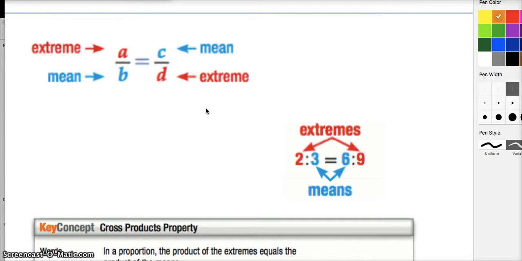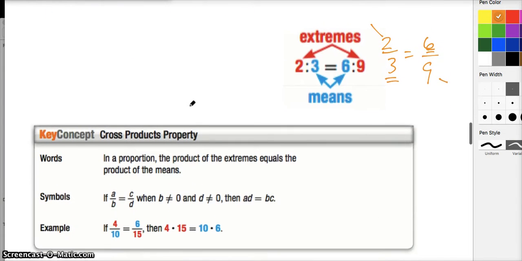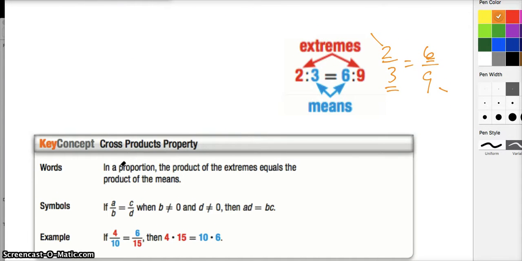So this is a better illustration of what I was talking about earlier in terms of the extremes and the means. You see that the extremes are generally on the outside and the means are on the inside. When you write them as fractions, it would be like 2 over 3 is equal to 6 over 9. Then you get the extremes here and the means here, like we see over here. That gives us the power to use the cross products, right? In a proportion, the product of the extremes equals the product of the means.